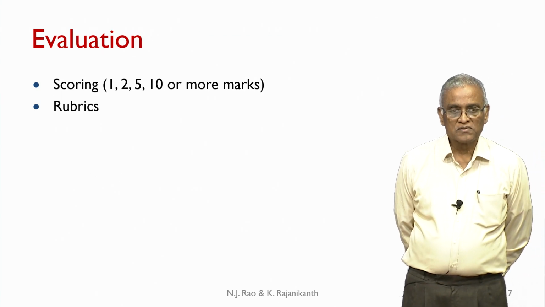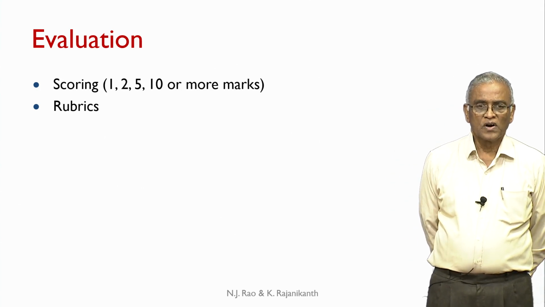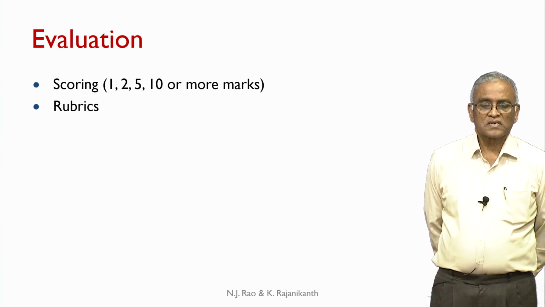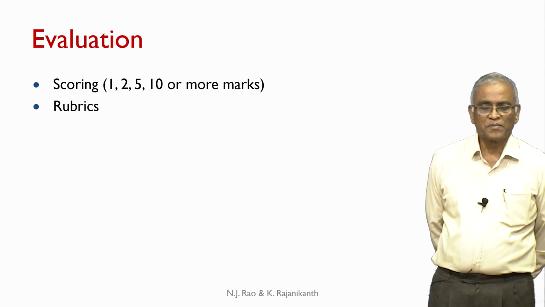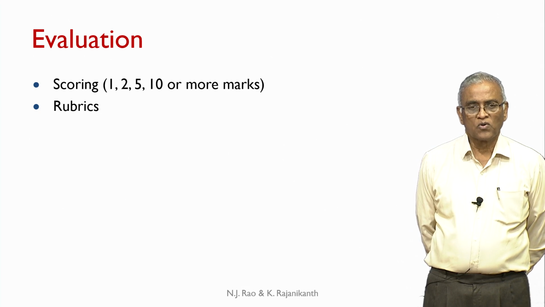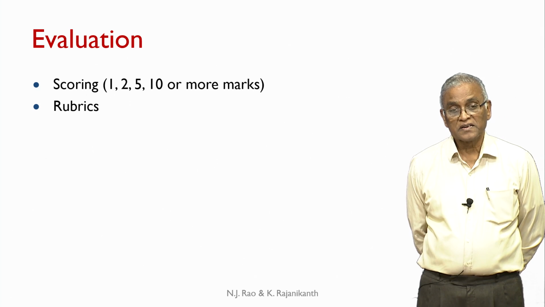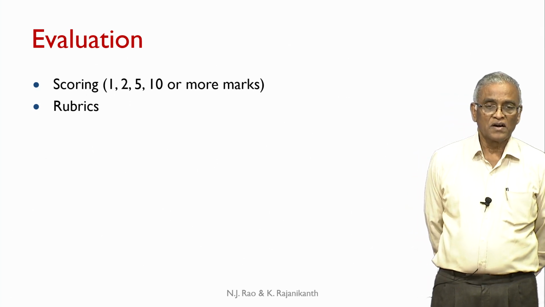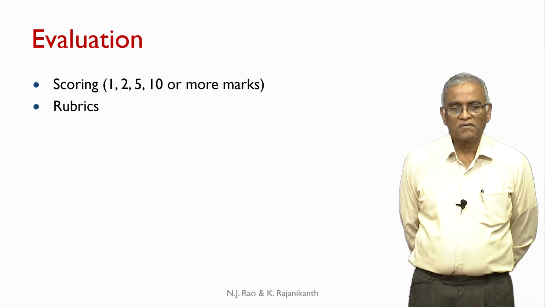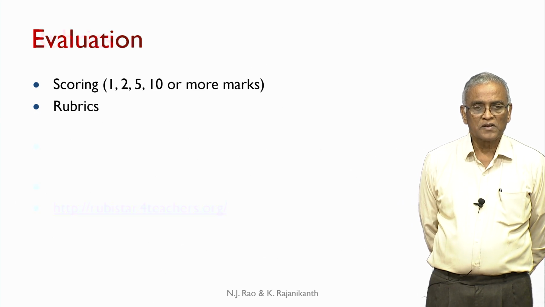Now we come to evaluation. In evaluation, there are two parts. One is scoring. As you can see in most of the class tests or end semester exam papers, you have marks given for questions, either 1, 2, 5 or 10, sometimes I have seen 8 or 16 and so on. You have several types of scores that are given, and then you have what are called rubrics. The first one everybody is familiar with.